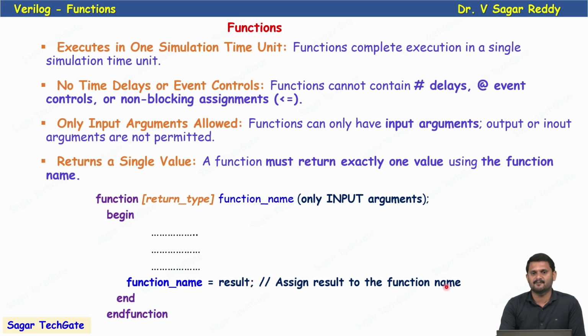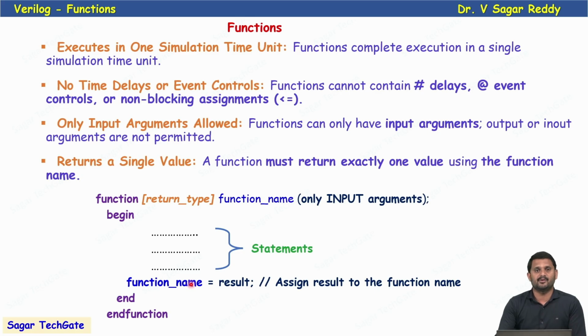So as a result, the function name means we are returning this value. Okay, so now end function. This is the syntax for a function: function, return type, function name, and argument list, that is the input arguments. So this is the function body. These are the statements, the sequential statements, that will execute one after another.